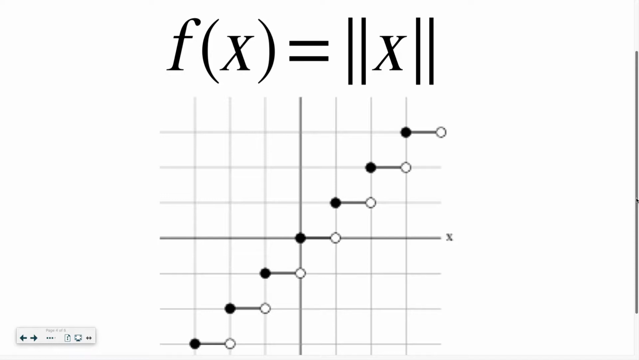I want you to take about 60 seconds or so and talk about how you think this double bar notation, this greatest integer notation, is calculating those outputs. When you input an x, how is it getting the output to make those little stair steps? Talk about what you think is happening. Make observations.